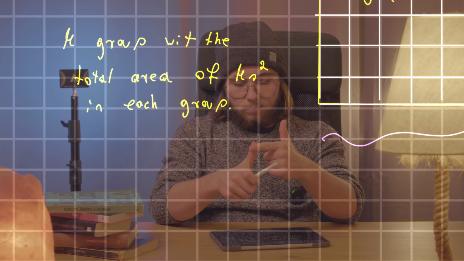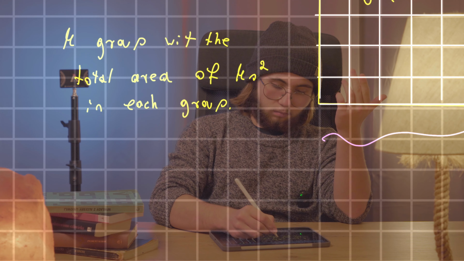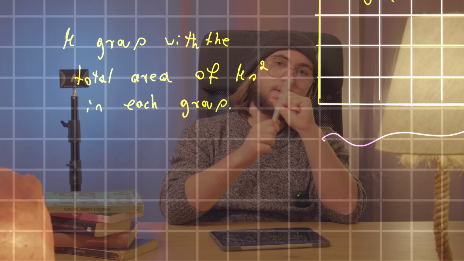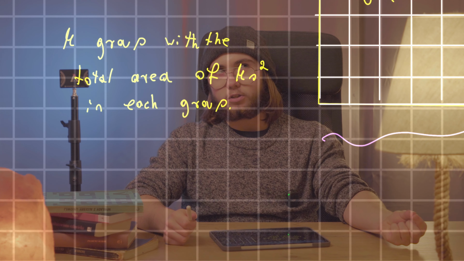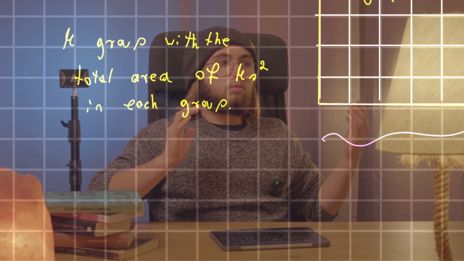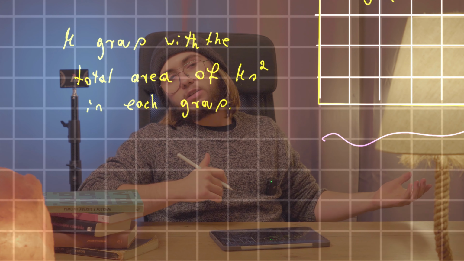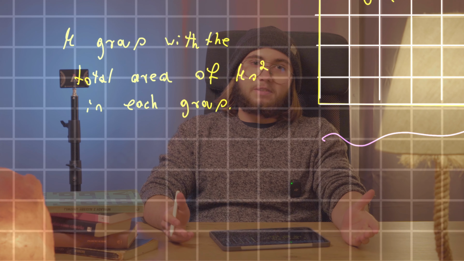Lovely. Now, we know that we have k groups with the total, oh, I forgot to put an h here. So we have k groups with the total area of k multiplied by n squared in each group. Awesome. So now we can go on and actually calculate the entire area of this beautiful square, which is going to be equal to k squared times n squared. With k groups, each and every one of those has an area of k times n squared. Lovely. So that's the area.